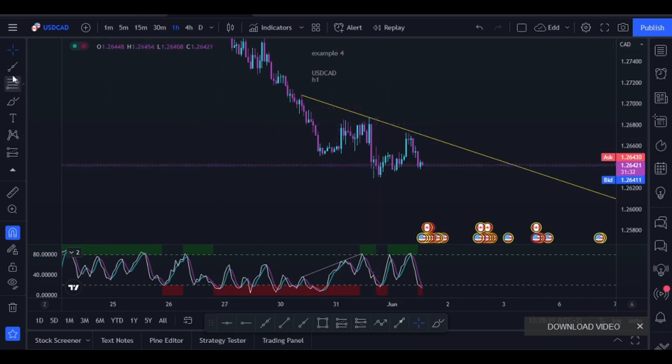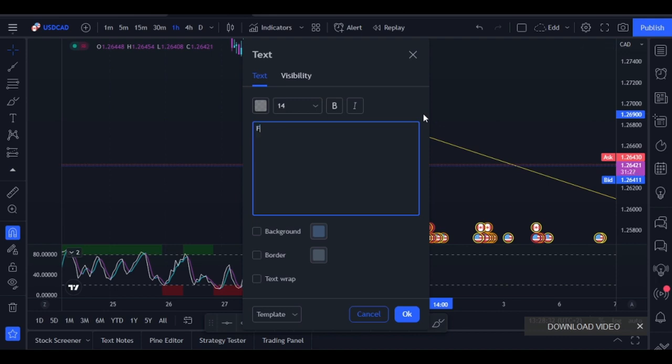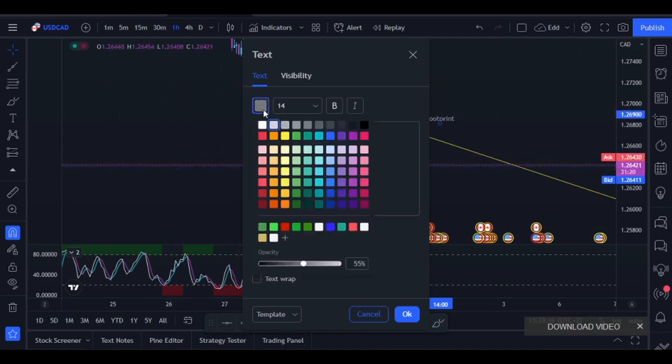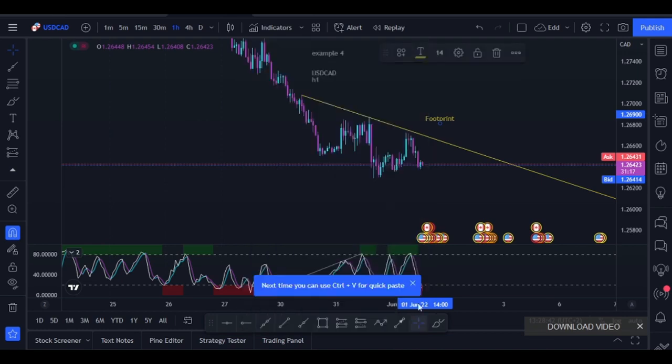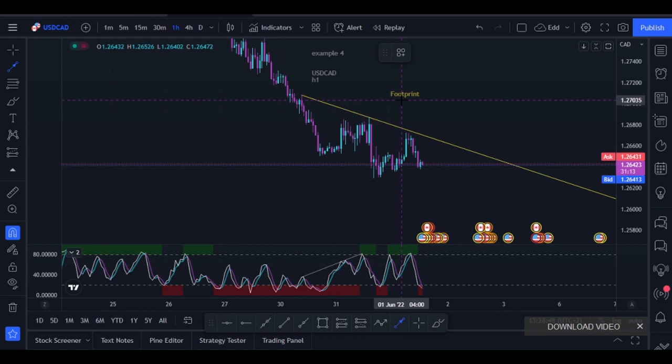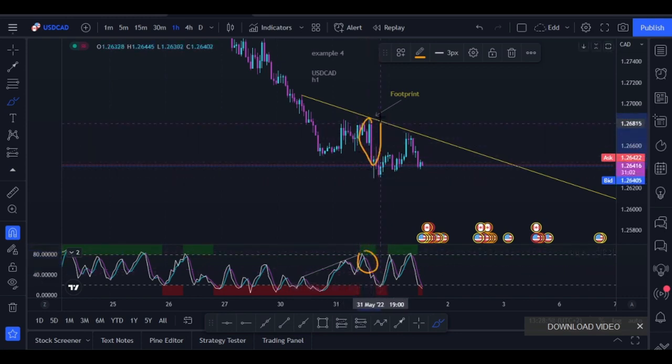Okay, let me just type this out here. Footprint. Okay, let's make this yellow. Okay, there, and then get the arrow. That's the footprint. Okay, and then now let me mark entry on the stochastic and entry on the chart. Okay, stop loss just goes right behind your footprint line.